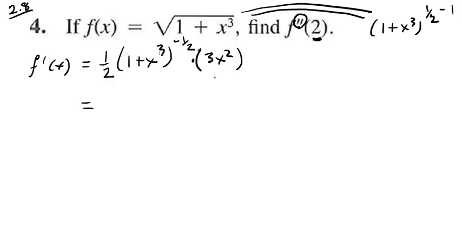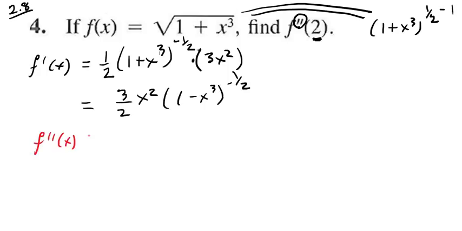Everyone see what I did there? So this is 3 over 2 x squared times 1 plus x cubed to the negative 1/2. Now, if you want to simplify this, you can, but we're going to take another derivative here. So let's just leave fractional exponents and everything. So the second derivative now, if I want to take the second derivative, I have to look at this like two functions. This one times this one.